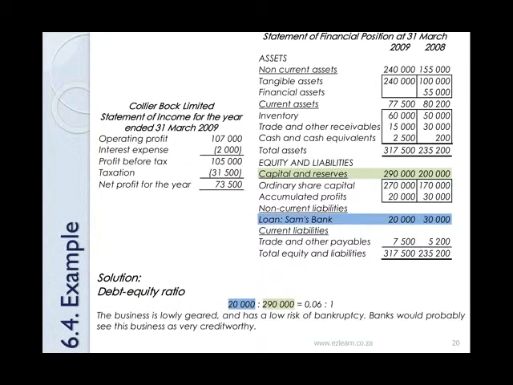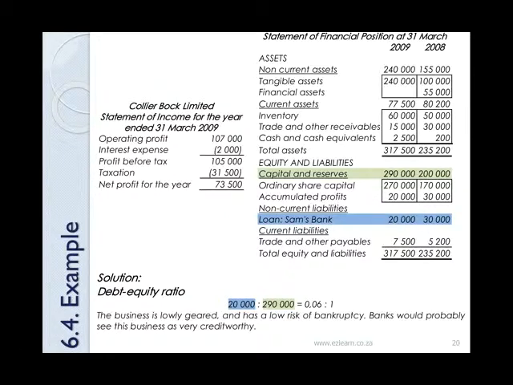Let's have a look at example 6.4. Over here, you can see the capital and reserves, which are your shareholders' equity, as well as the loan from Sam's bank. Using these two figures will help you determine the debt-equity ratio. In this case, the business currently has a ratio of 20,000 compared to 290,000. 20 divided by 290 gives you a very, very low ratio of 0,06 to 1.